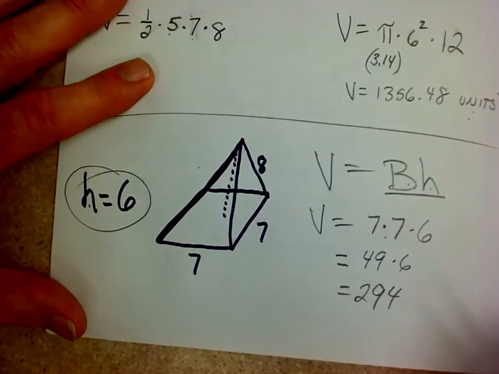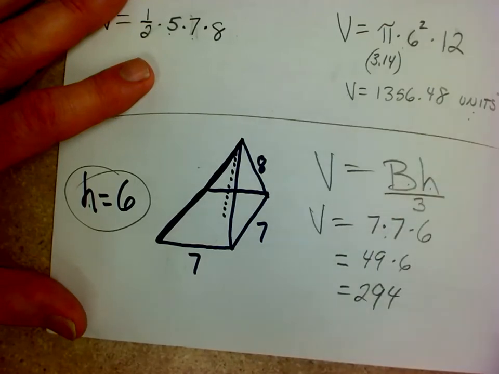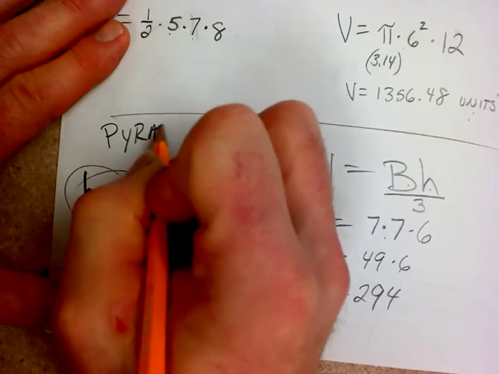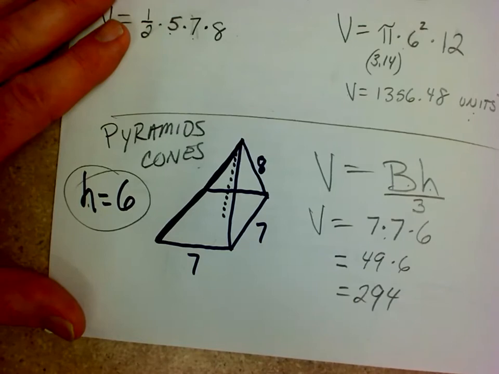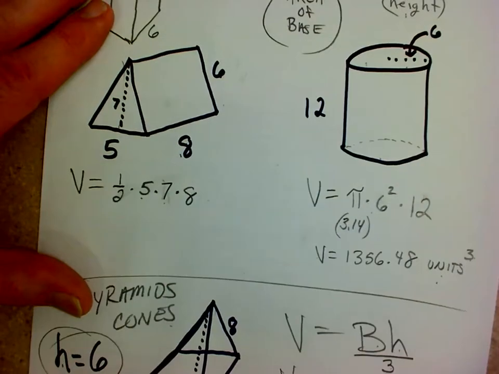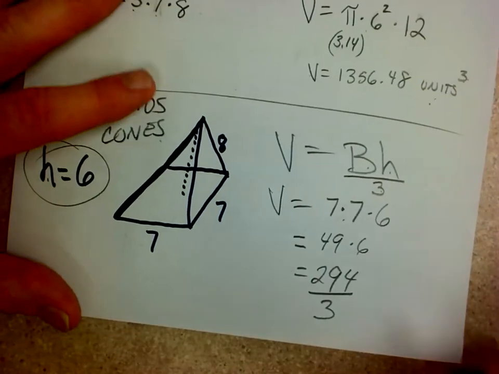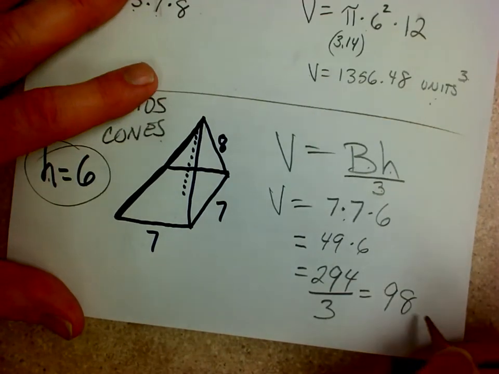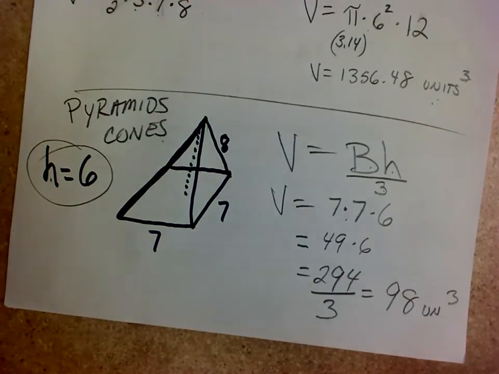Volume of pyramids and cones, we must divide by 3 for pyramids and cones. They are always 1/3 of the actual solid. So we need to divide our answer by 3. So we get 98, I believe. 98 cubic units.